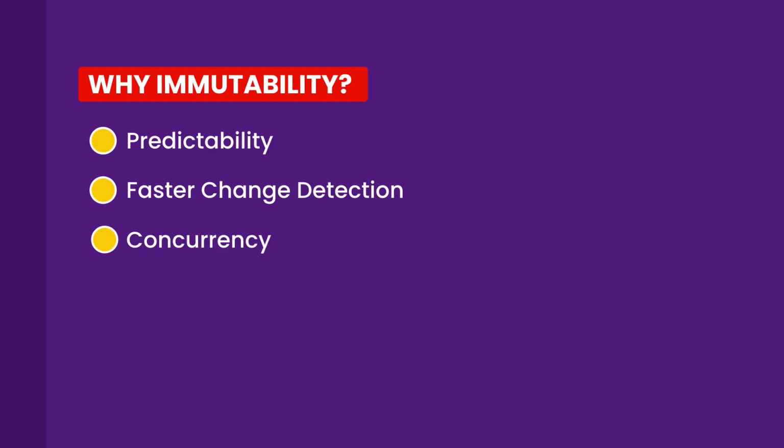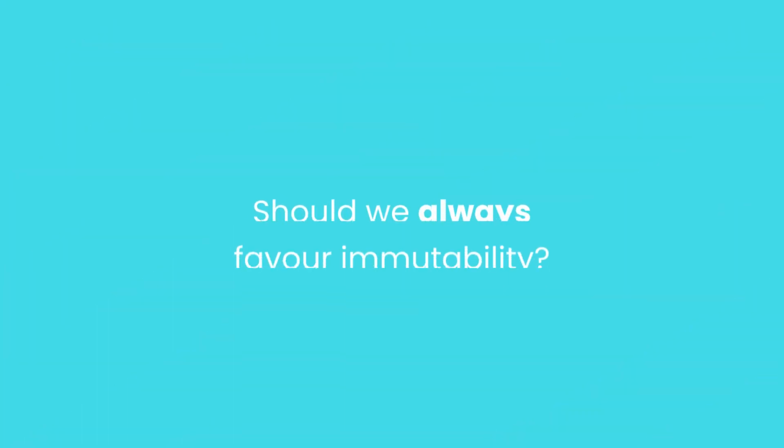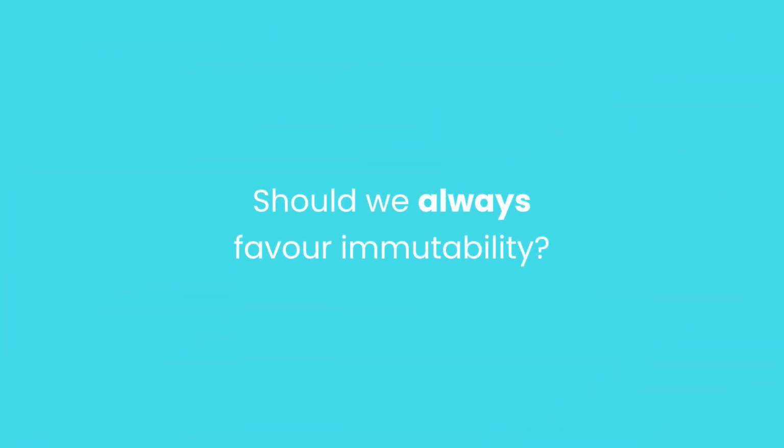And the third benefit of immutability is concurrency. If we know that a function does not mutate data, we know that we can safely run this function in parallel. It's not going to change something in memory that's going to mess up the state of the system as a whole. So, does that mean object mutation is bad and we should always favor immutability?